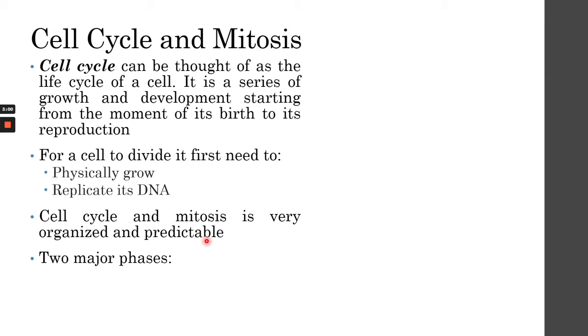And there are two major phases of cell cycle. One is interphase, and the second is the mitotic phase, which we'll be calling M phase from now on para mas madaling yung discussion natin. So interphase and M phase.